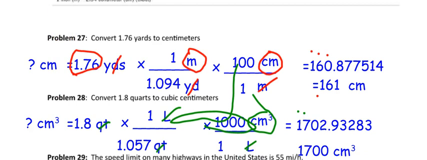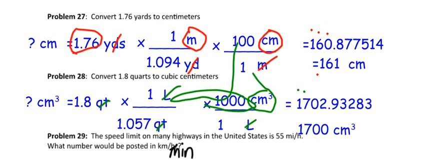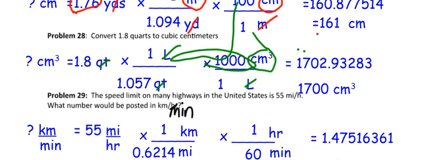Now, what's a little bit different about this next one? I want you to change it for me. The speed limit in highways is 65 miles per hour. What would be the number posted in kilometers? Change that to minutes, okay? Whenever you have a unit that is split into a numerator and a denominator like miles per hour, I would write it out where it's not like a slash, it's an actual fraction. So kilometers over minutes is what you're looking for.